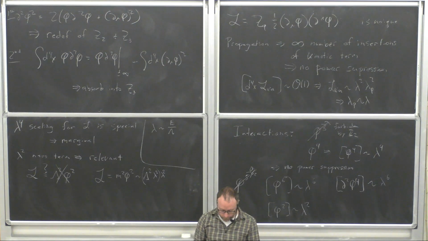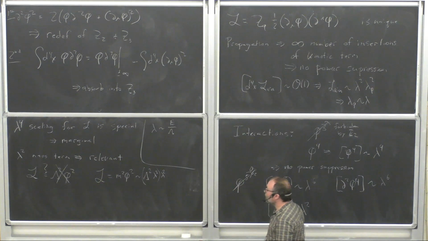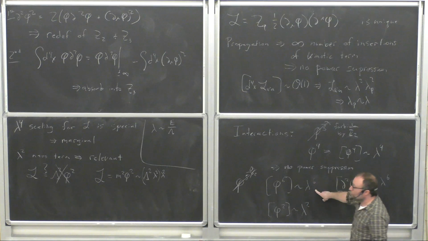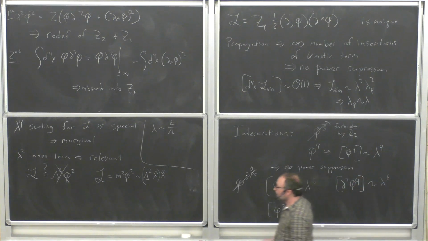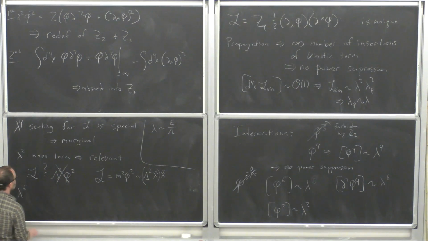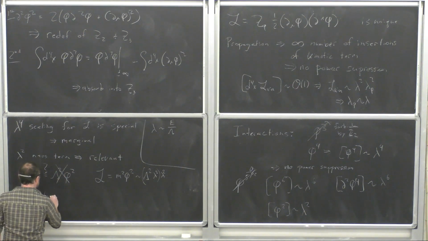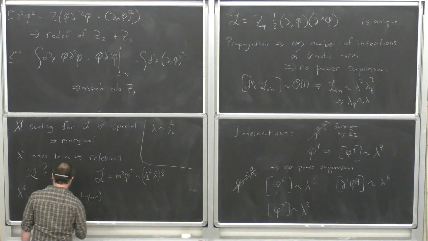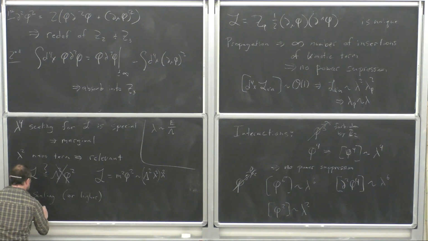So in 5 more minutes, let's just now talk about these terms that go with higher powers, okay? So now when I have lambda to the 6th scaling or higher, now we call these irrelevant.